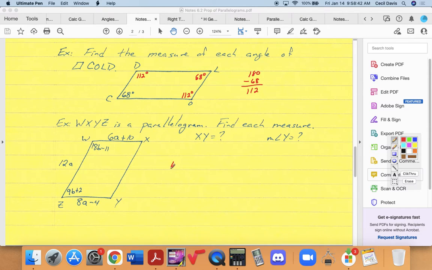So I know that 6A plus 10 is equal to 8A minus 4. So that'll be 10 is equal to 2A minus 4. Add the 4. We get 14 is equal to 2A. So A is 7. And I know that this is 12 times A, because the opposite sides have to be the same length. 84. So it's what? 84. 84, thank you.